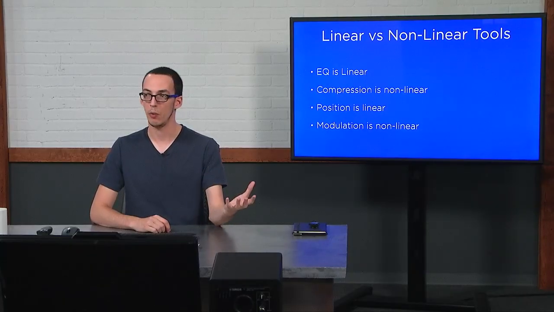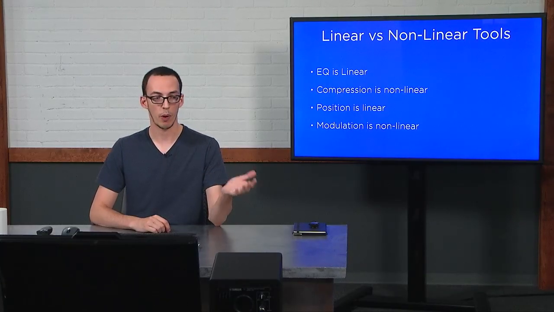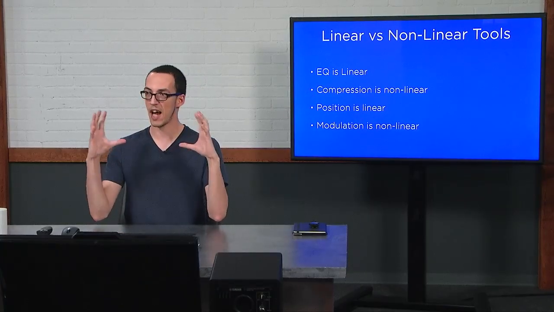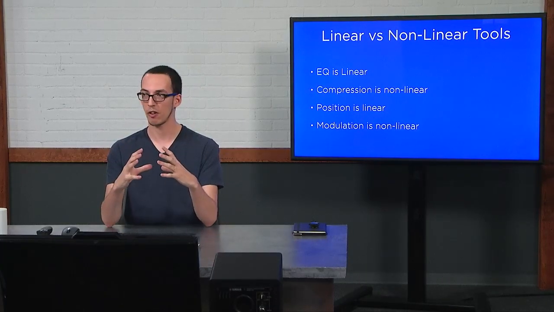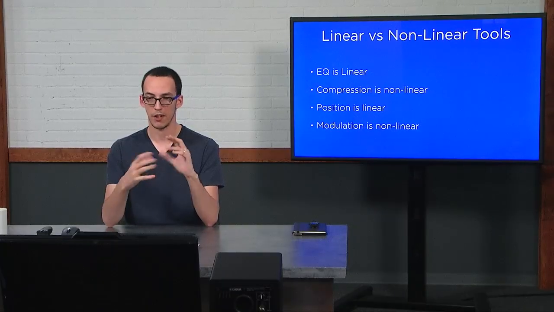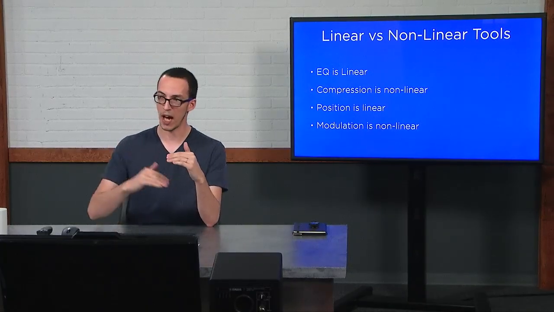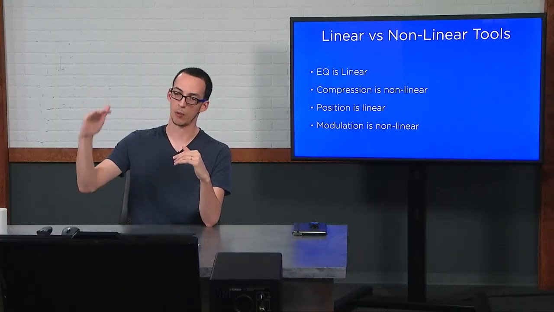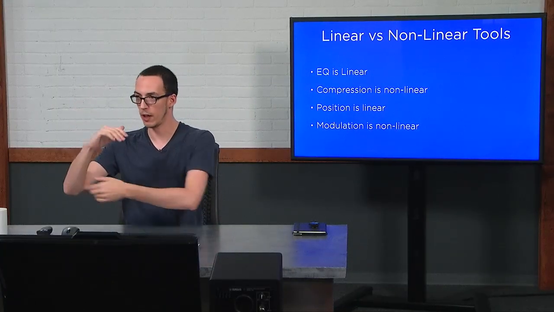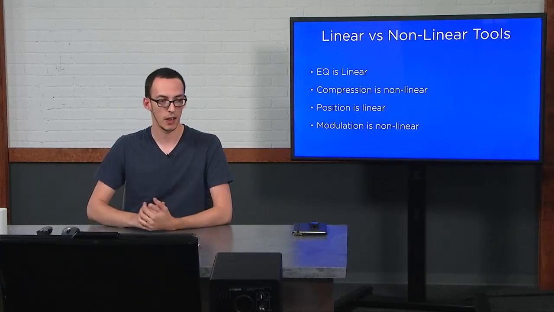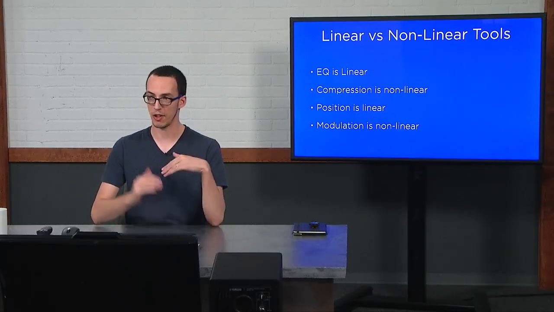So EQ is a linear tool. And what do I mean by this? EQ is like a static filter, like a mask. It doesn't fluctuate. So if you add treble, then that track has more treble for the whole thing, every adjustment that you make. Compression is nonlinear, so this is moving around.